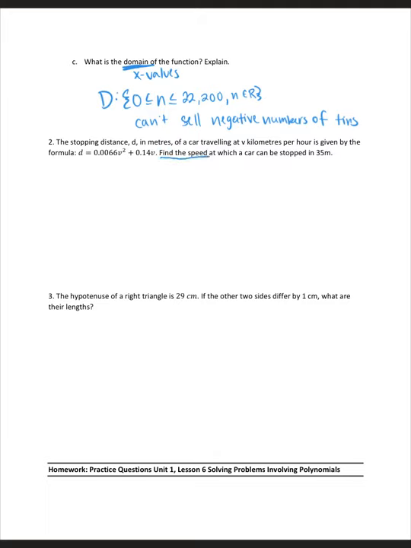So it says find the speed, all right, and it says up here that a car traveling at v kilometers per hour. So we're trying to find v, at which a car can be stopped in 35 meters. That 35 meters is going to represent our distance. So we're going to find v when d equals 35. So go ahead and pause the video and see if you can work through this problem to figure out at what speed that will happen.